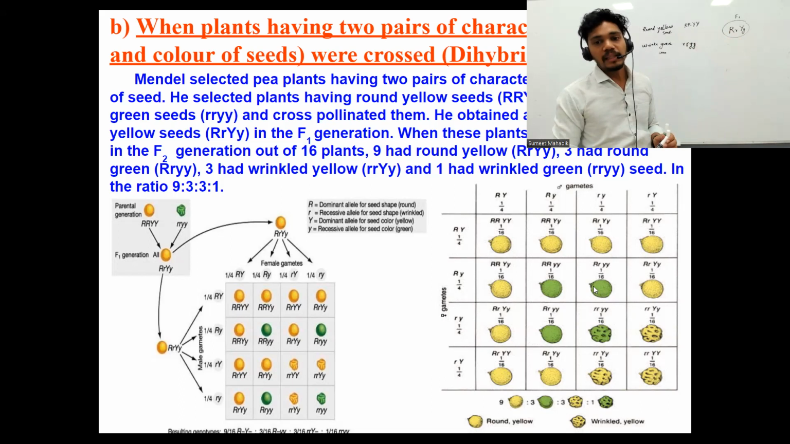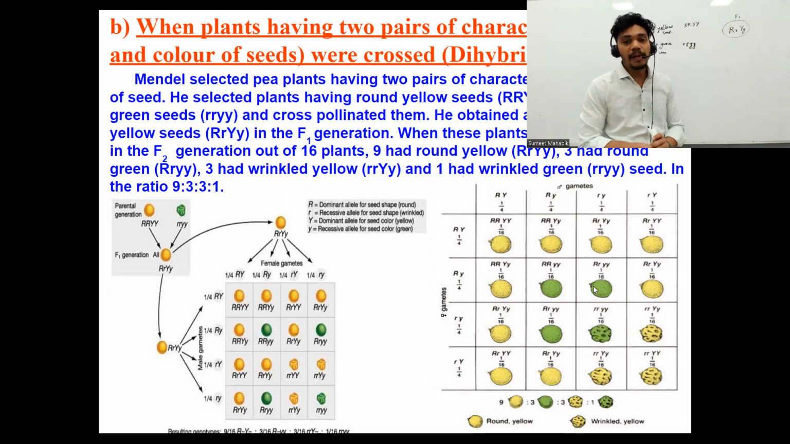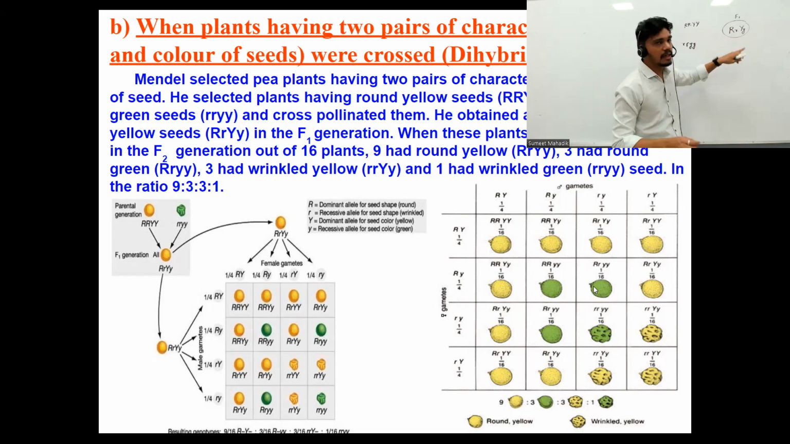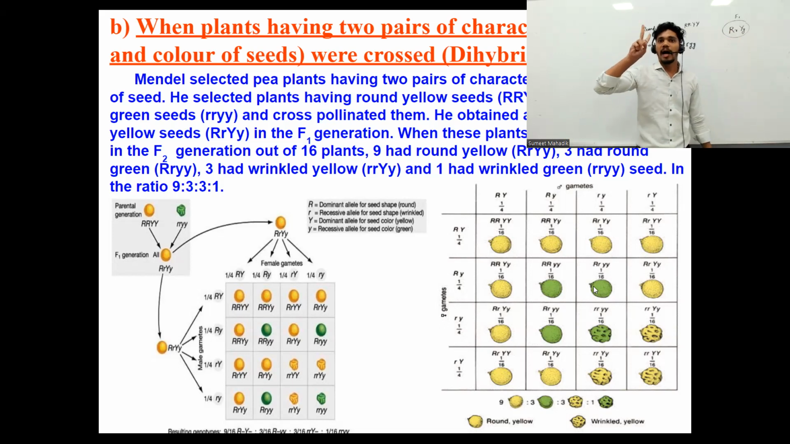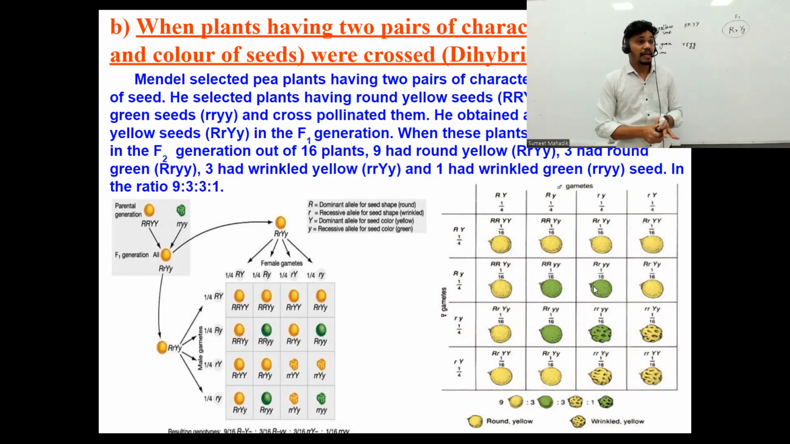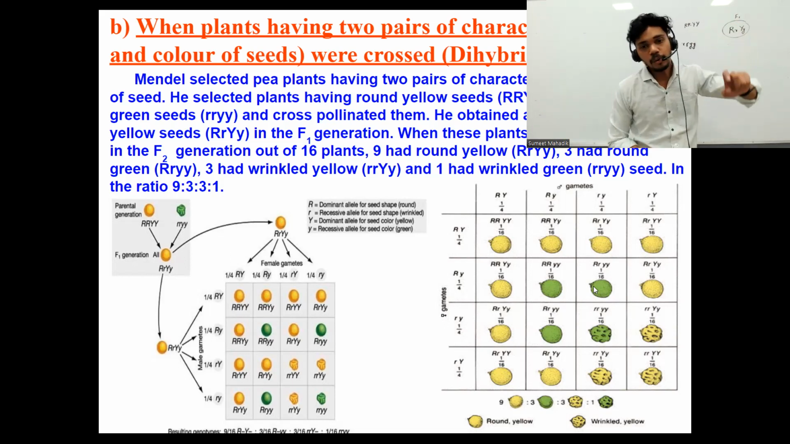Now, in the F1 generation, when these plants were self-pollinated, in the F2 generation, out of 16 plants, 9 had round yellow, 3 had round green, 3 wrinkled yellow, and 1 had wrinkled green seed. What is this? Tell me one thing. Earlier we had one character, so we got a fourth. Right now, how many characters are there? 1, 2, 3, 4. 4 characters are there, right? So how do we do these 4 characters?